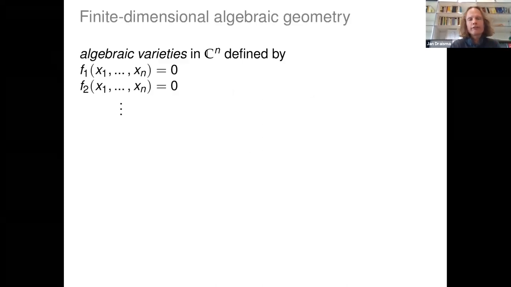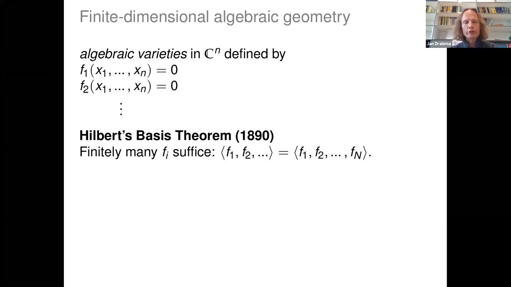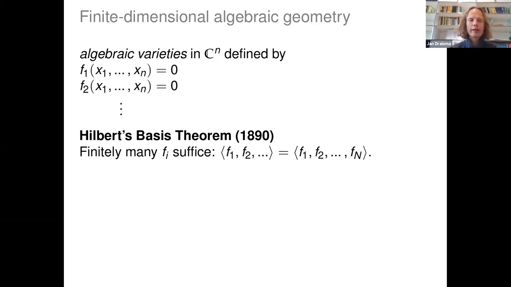Okay, so let's get started. Here's a very quick recap of finite dimensional algebraic geometry. There we study algebraic varieties, which are closed subsets of C^n, which are defined by polynomial equations. f1 is 0, f2 is 0, and so on. Now, it turns out, and that's a very classical theorem in algebraic geometry, that you only need finitely many equations to describe any algebraic variety, because from some point on, all of these equations are polynomial linear combinations of the first N of them. And so in other words, the ideal generated by all of these equations is equal to the ideal generated by just the first N of them, where of course N can be very large, but it's finite.